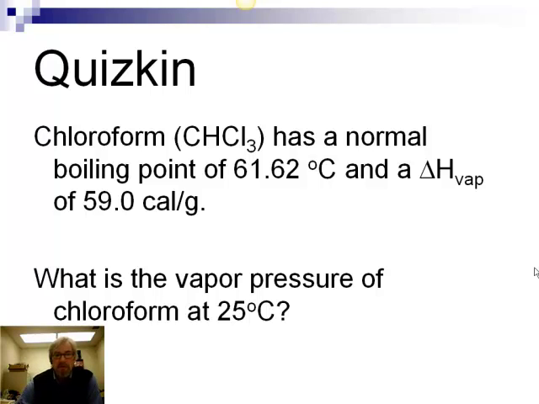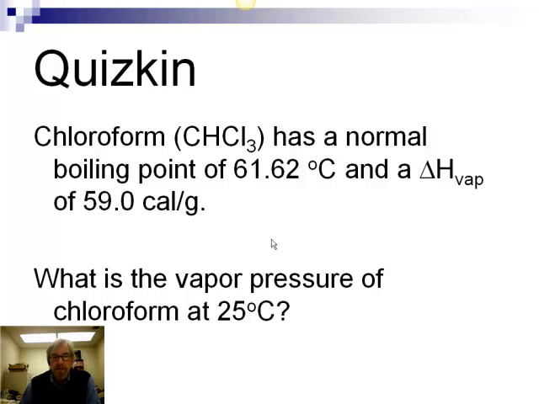Chloroform, the formula is CHCl3, has a normal boiling point of 61.62 degrees C and a molar heat of vaporization of 59 calories per gram. It's an unusual unit, so we'll have to think about what to do with that. The question is, what is the vapor pressure of chloroform at 25 degrees C?